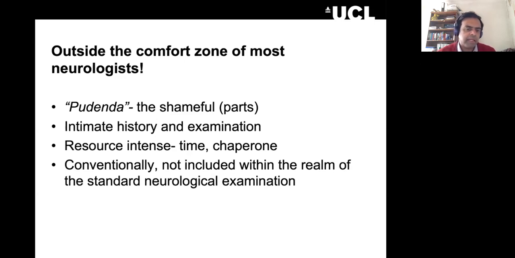The examination is also quite resource intense, because invariably you need a chaperone when you examine the patient to look at the sacral neurology. It is also quite time intense. I think most importantly, however, conventionally the pelvic neurological assessment is not really included within the realm of the standard neurological examination, during training or during our practice. So it's something that's very much out on a limb.